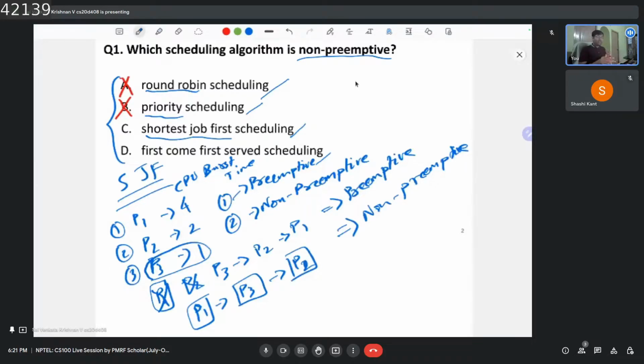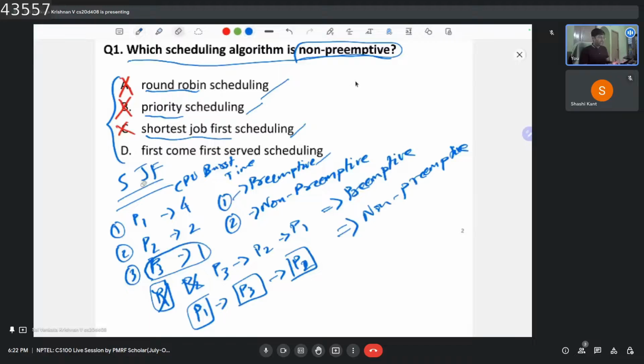So the shortest job first has both a non-preemptive version, and also a preemptive variant. So both the variants are applicable. But in this question, if you note, they have specifically asked which scheduling algorithm is non-preemptive. So for sure, which one is non-preemptive? As in, it shouldn't have a preemptive variant of the scheduling algorithm. So option C is also ruled out.